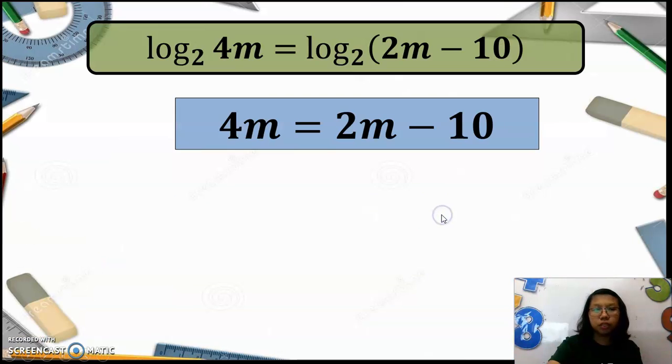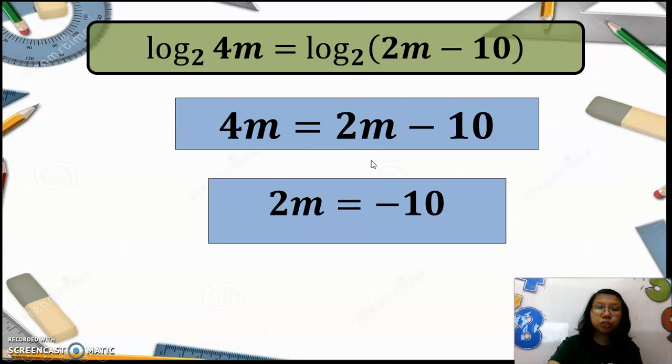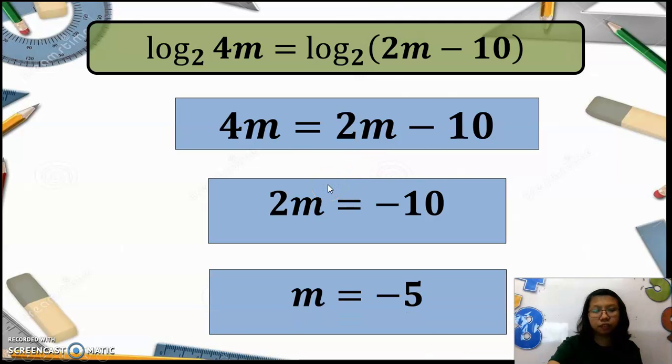Next example, we have here logarithm of 4m to the base of 2 is equal to logarithm of 2m minus 10 to the base of 2. Again, cancel the logarithm. We will have 4m is equal to 2m minus 10. And then combining like terms, transpose 2m to the left side of the equation, we will have 4m minus 2m, which is positive 2m, and then equals negative 10. Dividing both sides by positive 2, we will have m is equal to negative 5.